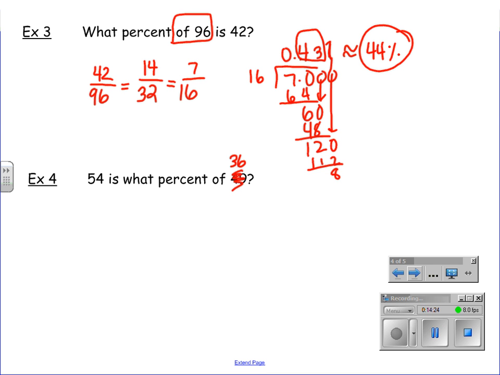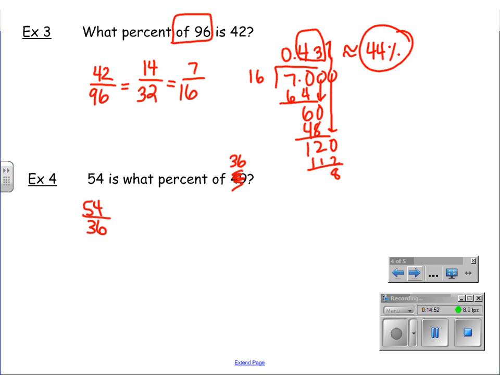54 is what percent of 36? I'm trying to find the percent, I'm going to write a fraction. What's the fraction? What goes in the numerator and what goes in the denominator? 54 over 36. So what do I know about my percent already, Connor? It's improper. Which means my percent will be over 100. Very good.